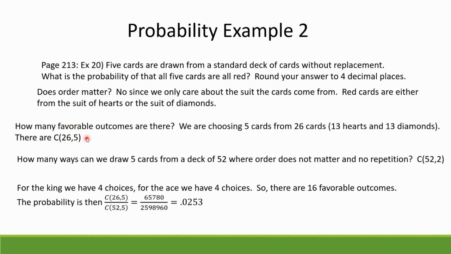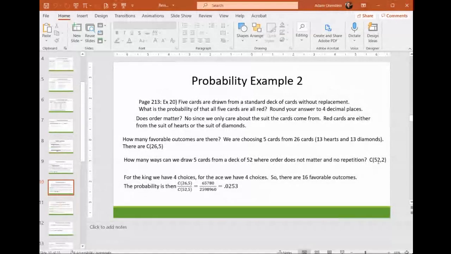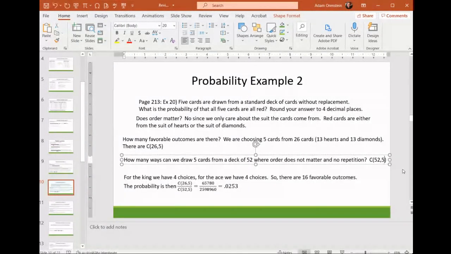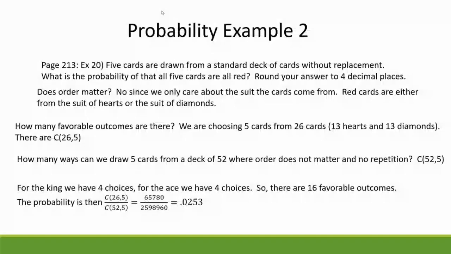Okay, well, what about all the possible outcomes? Well, again, we're choosing 5 cards without replacement. And again, we're assuming order doesn't matter. Well, how many ways can that be done? C of 52, 5. Not 2, excuse me, 5. That should be a 5. Actually, let me just fix it like this. That should be 5. Sorry about that. There we go. Okay.